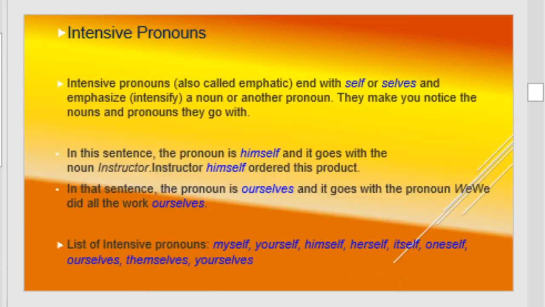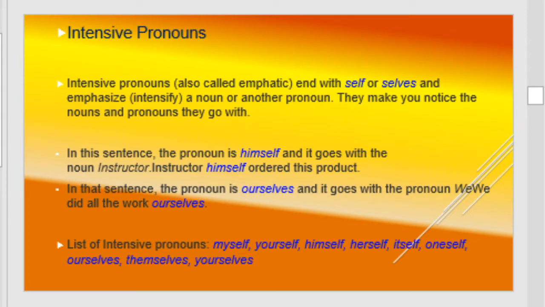Next, we also have intensive pronouns. Intensive pronouns, also called emphatic, end with self or selves, and emphasize or intensify a noun or another pronoun. They make you notice the nouns and pronouns they go with. In this sentence, the pronoun is himself, and it goes with the noun instructor. Instructor himself ordered this product.